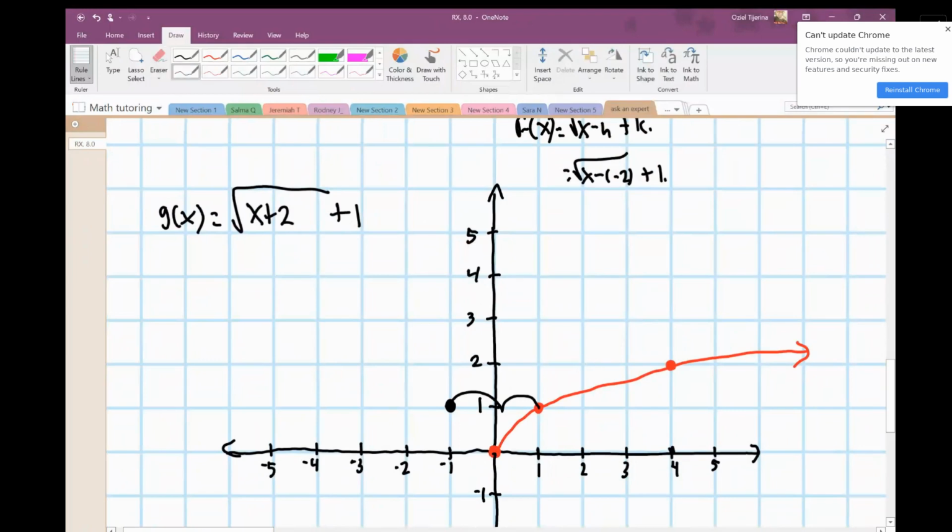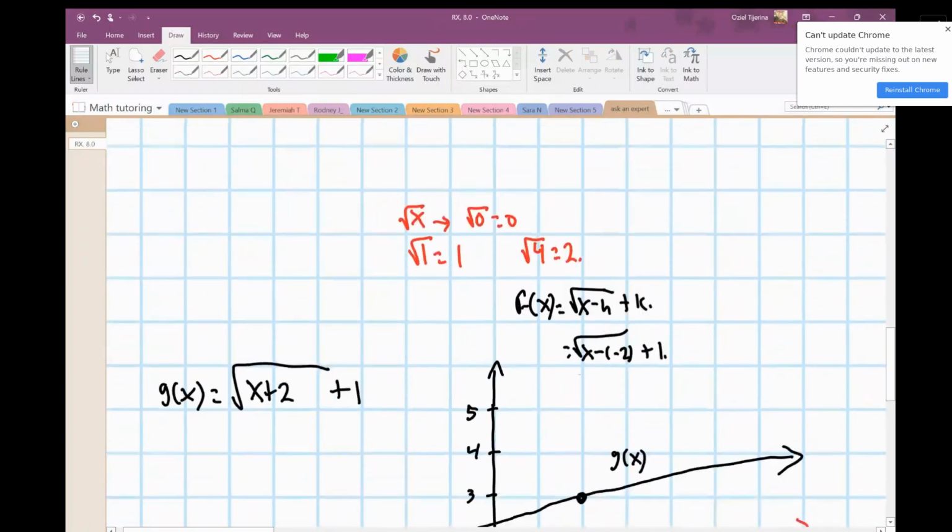Oh, and by the way, it's 2 units left, 1 unit up. So it's 1, 2, 1, like that. And then this one is 1, 2, 1. And this one is 1, 2, 1. So really, the translated function would be like this. Okay, this is f of x, or I'm sorry, g of x. This is the function g of x.